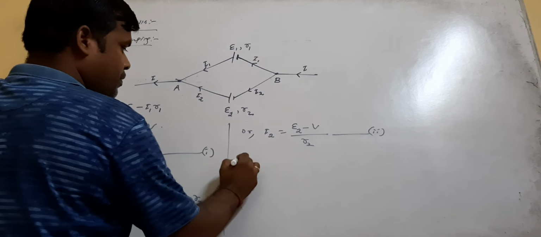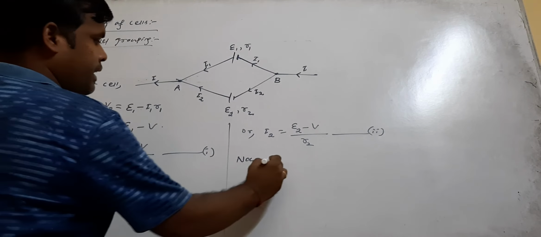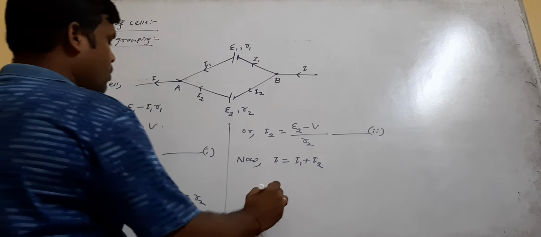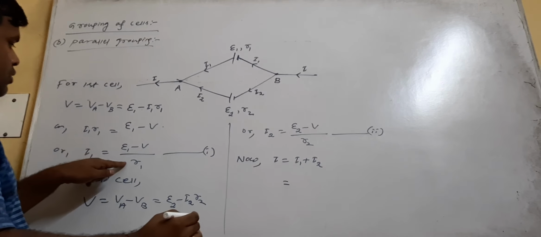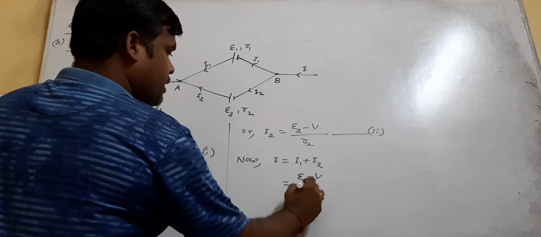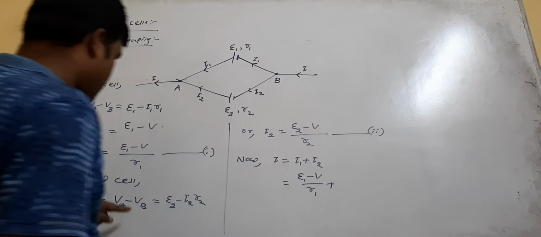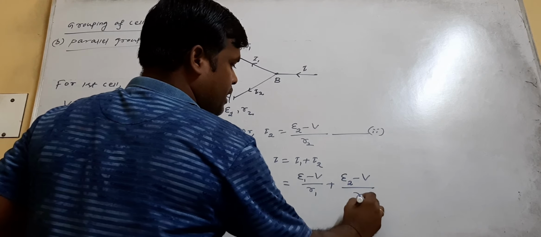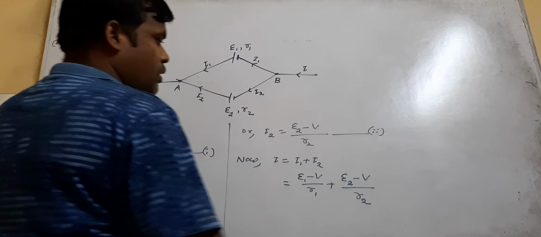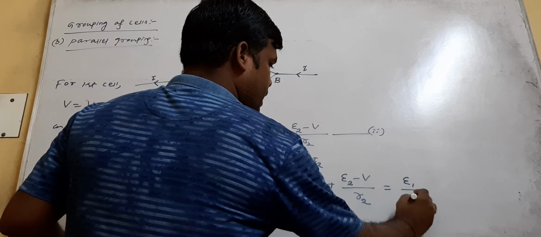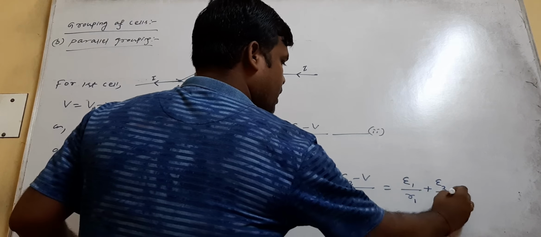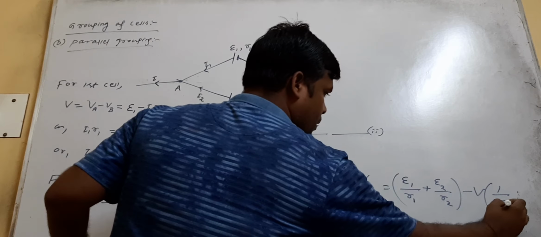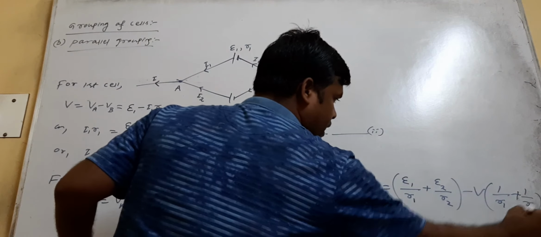Now, the net current I is equal to I1 plus I2, that is equal to, I1 is E1 minus V by R1, and for I2 that is E2 minus V by R2. So this is equal to E1 by R1 plus E2 by R2 minus V whole into 1 by R1 plus 1 by R2.